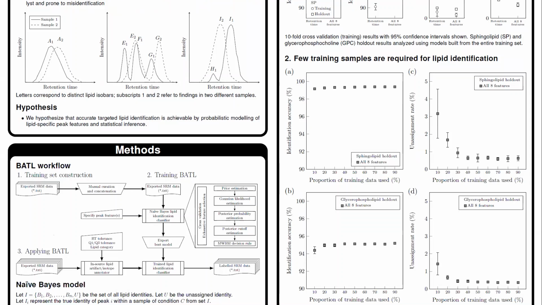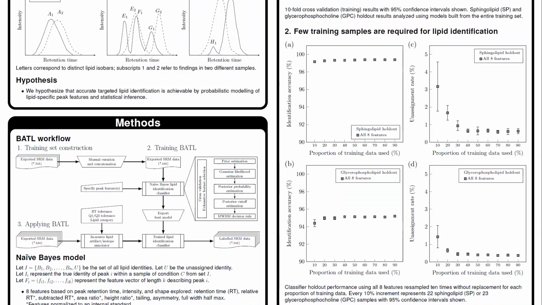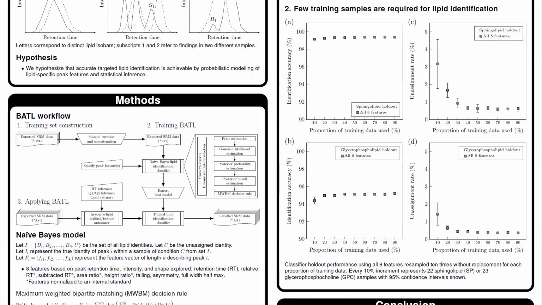Given the strong classification accuracy, we next determined how few training samples were required for accurate lipid identification. As lipidomics data is specific to each lab's LC-ESI-MS platform, every lab must manually generate their own training set to use BATL. Our second result showed that BATL indeed required very little training data for accurate lipid identification. Here, we retrained the BATL model using all 8 features with varying proportions of training data, resampled 10 times without replacement. Similar identification accuracies were observed in both datasets when using as few as 10% of the overall training set, with unassignment rates remaining below 5%, and this corresponded to 22 sphingolipid or 23 glycerophosphocholine samples.